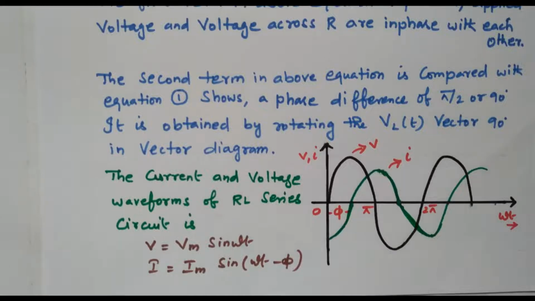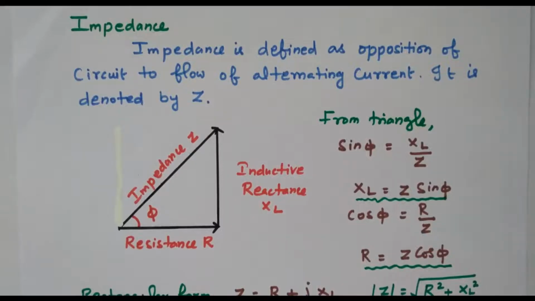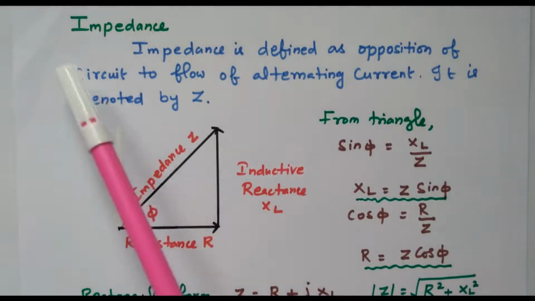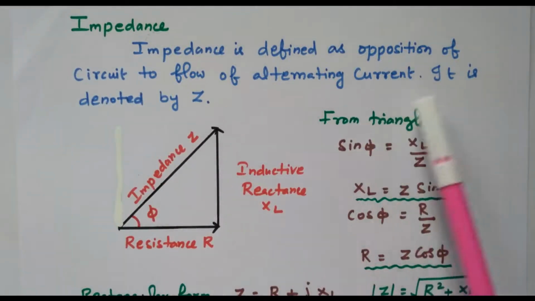Now we'll go for the impedance. We'll find the impedance for this RL circuit. The impedance is nothing but the opposition of the circuit to the flow of alternating current. It is very similar to resistance. Here we have an inductor, so inductive reactance and resistance combined is known as the impedance. It is denoted by Z.